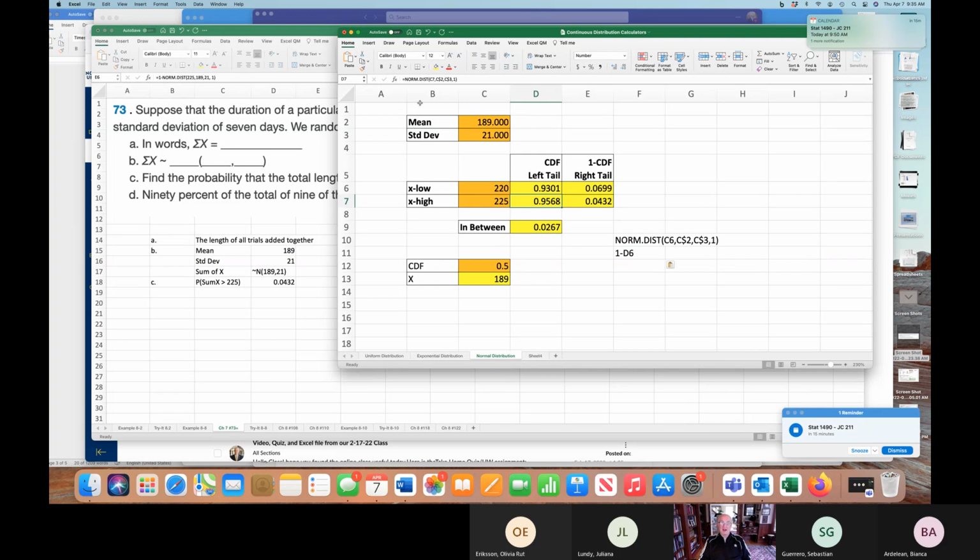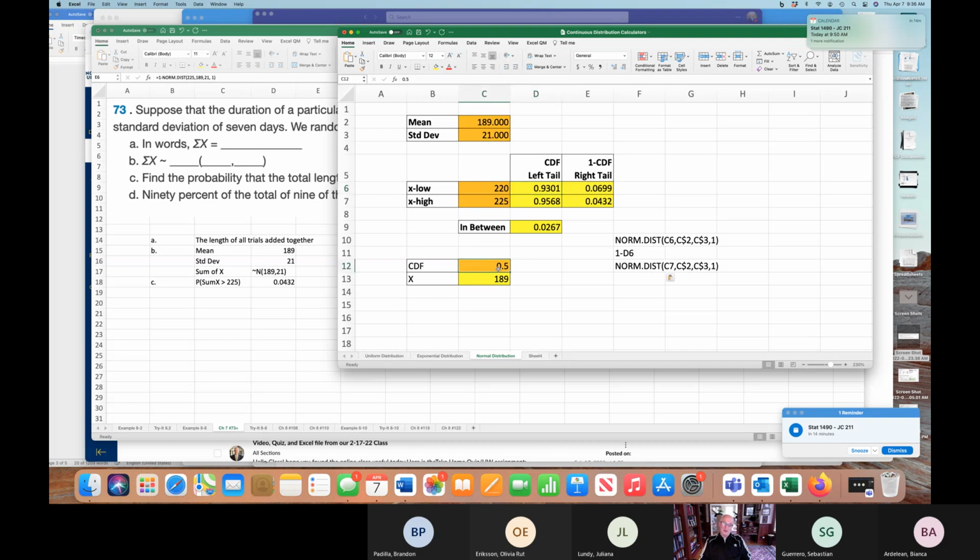Same thing for the high. I could copy it down. It's going to look exactly the same, except what? Copy. Paste. What's the difference? It's all the same, except it's C7 instead of C6. I'm using this number 225 instead of this number 220. This one is going to be 1 minus D7. There it is. The in between, how do I calculate that? I subtract D7, this number, from that number, and it gives me the in between. So I have all the left tails for these two numbers, I have the right tails for these two numbers, and I have the in between.